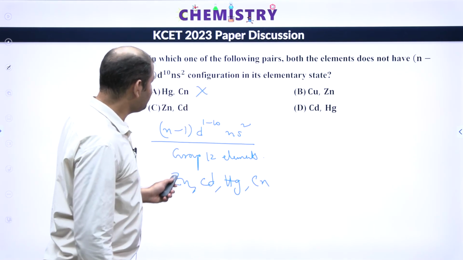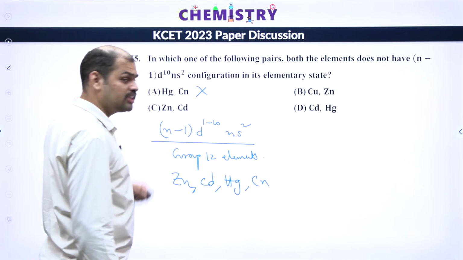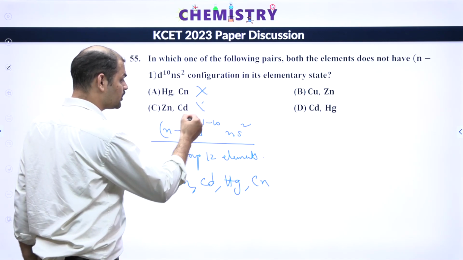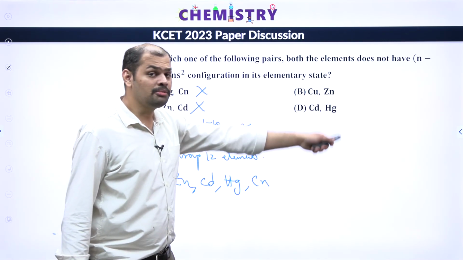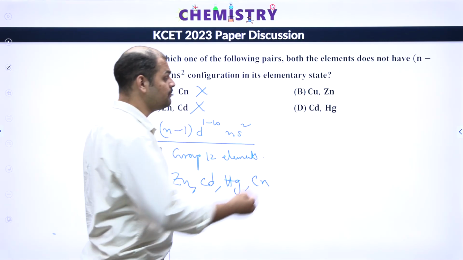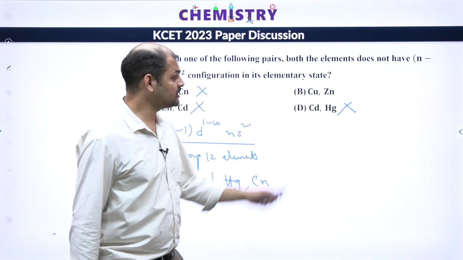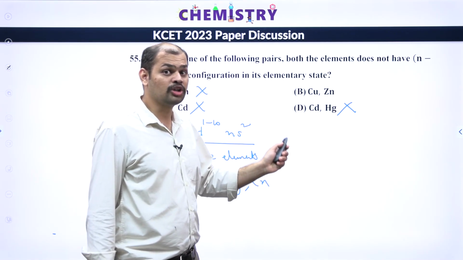answer. In the same way, take option C, zinc and cadmium. Even zinc and cadmium belong to the 12th group, so even C is not correct. What about D? Cadmium and mercury, they also belong to group 12, so even this is not the correct answer. But what about this one, copper and zinc? In this, copper is not in the 12th group, it belongs to the 11th group.